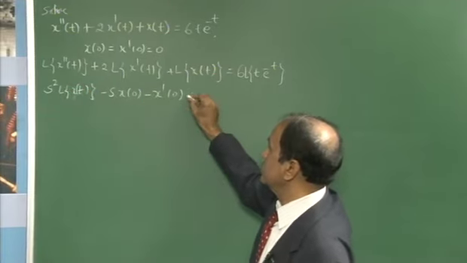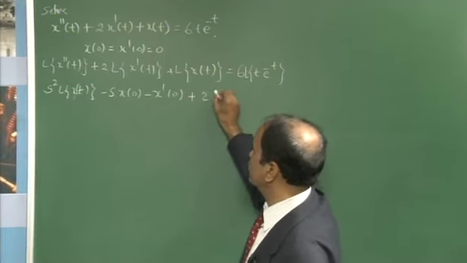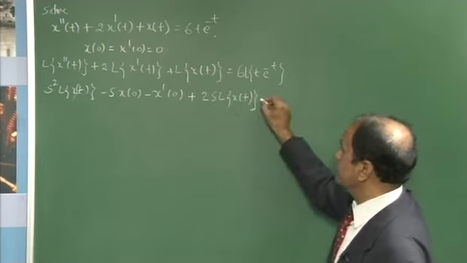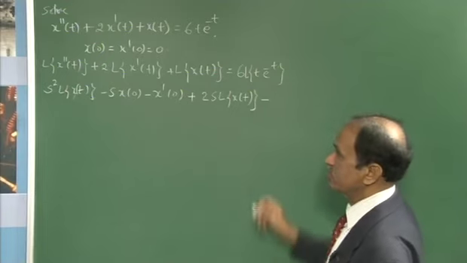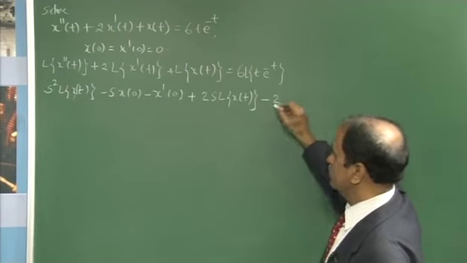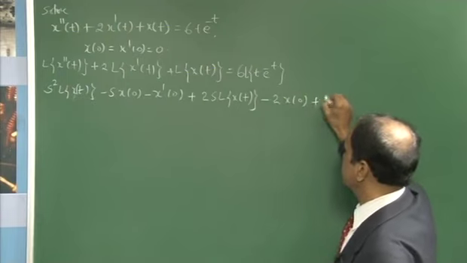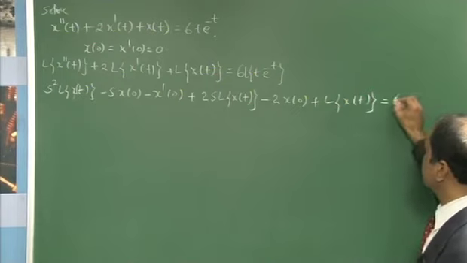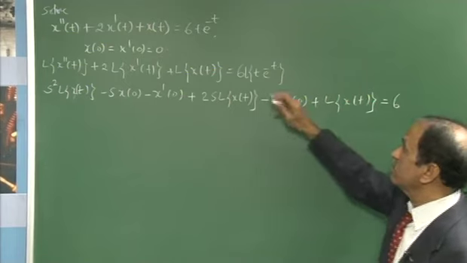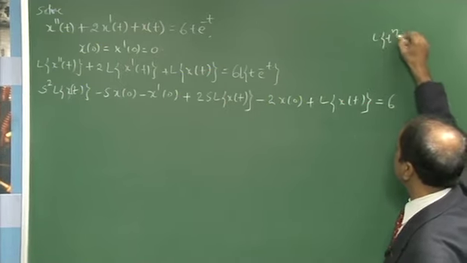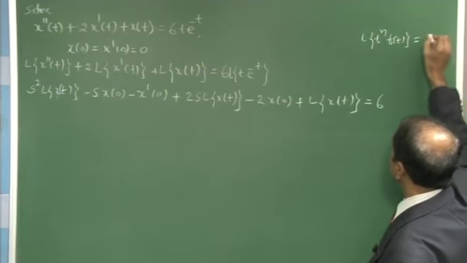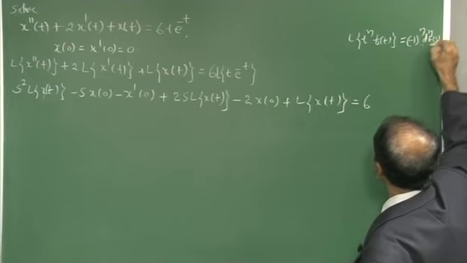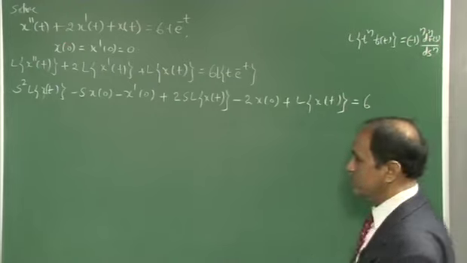And the second term, 2 is to be multiplied for both, that is 2 times s L of x t, and minus 2 times x of 0, there is a minus sign in the formula, plus L of x t equal to 6 times, what is the formula you have, that is L of t to the power n f of t is equal to minus 1 to the power n, d n of F of s by d s to the power n.